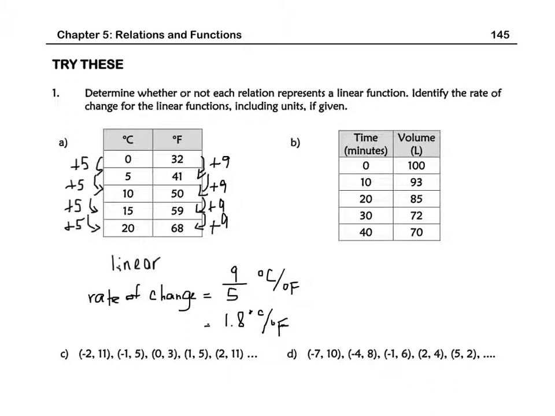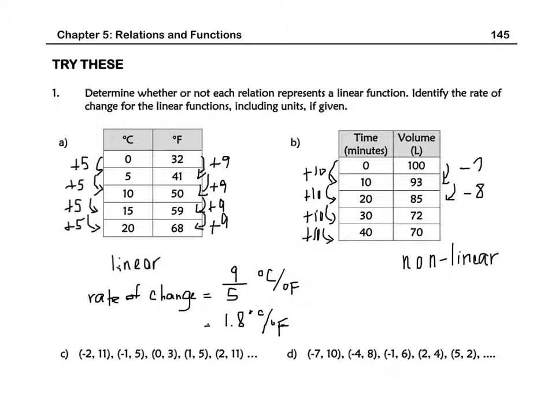Okay, so the next example, if you check, the times are going up by 10. If you check each one of them, they're going up by 10. But if you look at the volumes, the dependent values, that's going down by 7, and then that's going down by 8. So right away, this is non-linear. So we don't have to find a rate of change for that one.